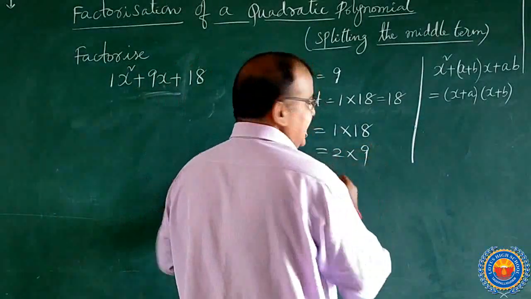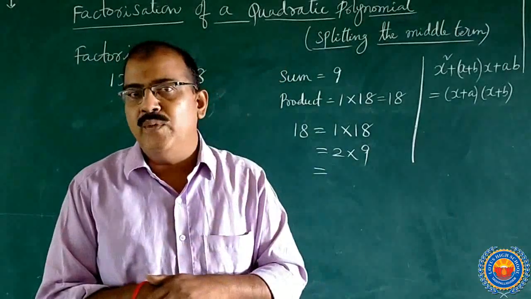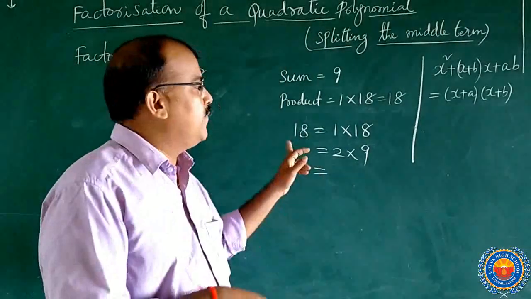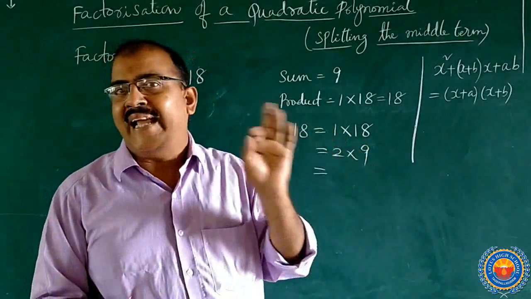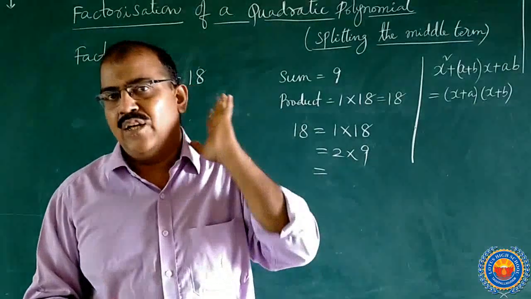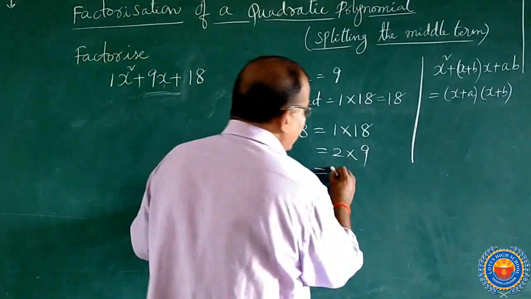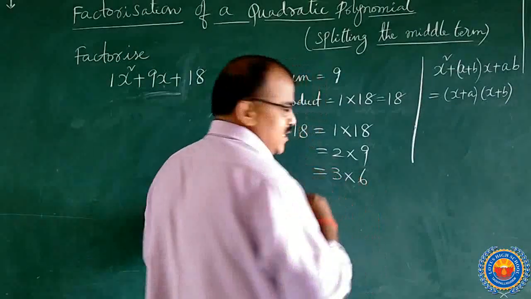What about 3? 3 will be divisible? Yes. What is the divisibility test for 3? The sum of the digits, 1 plus 8 is equal to 9. 9 is divisible by 3, that's why 18 is divisible by 3. Like that you have to check, otherwise in 3 table 18 is there. 3 into 6.